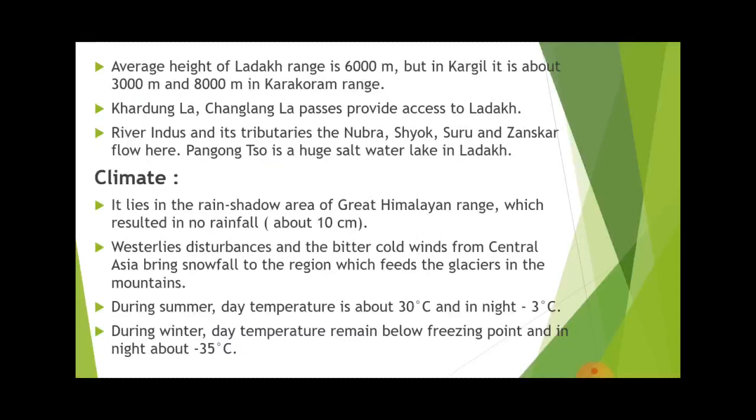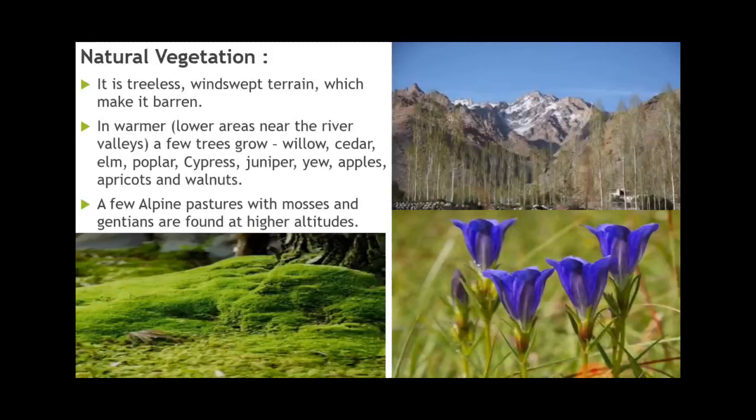During the summer, the day temperature is about 30 degrees Celsius, and at night it's minus 3 degrees Celsius. But during winter, the day temperature remains below the freezing point in Ladakh, and the nights are very cold, about minus 35 degrees Celsius. These are average temperatures. It can be reduced up to minus 50 degrees Celsius in those regions. Because of the extreme climate, the natural vegetation is like that only.